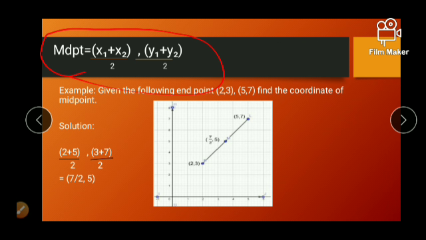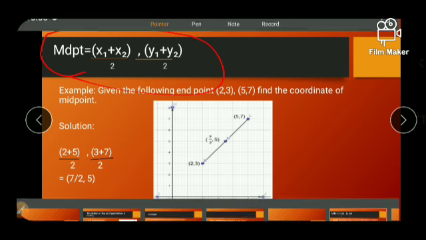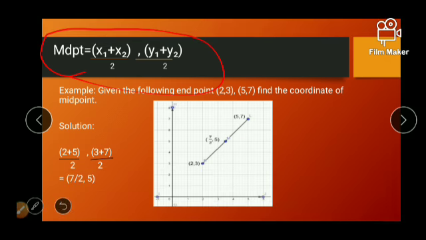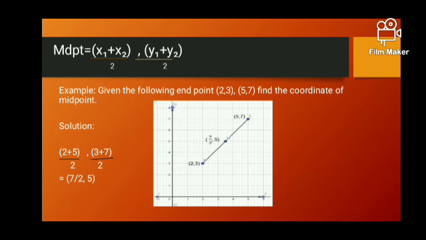The coordinates of the midpoint are 7 over 2 and 5. That would be all.